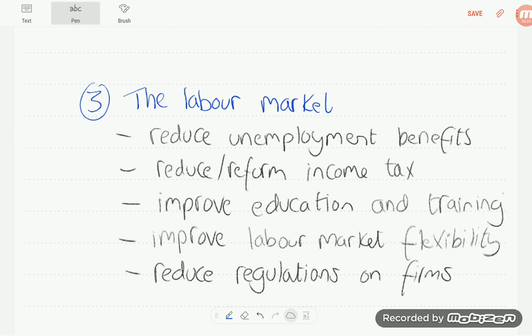Improve labour market flexibility, through trade union reforms or by making it easier for firms to make workers redundant when times are tough. Reduce regulations on firms. This would reduce firms' non-wage costs and may encourage them to employ more workers.